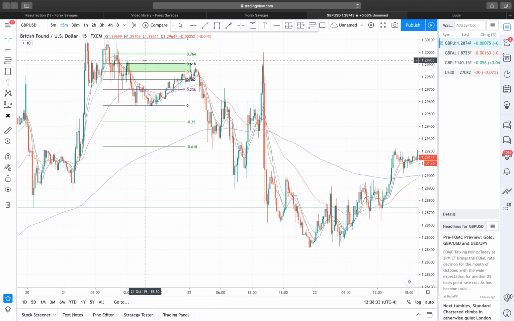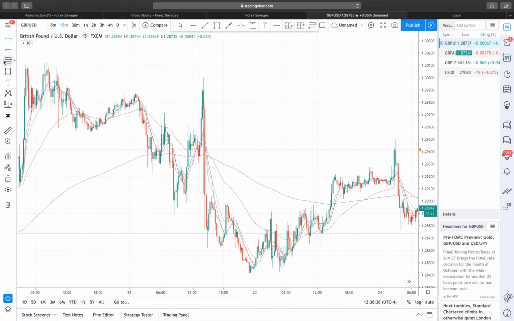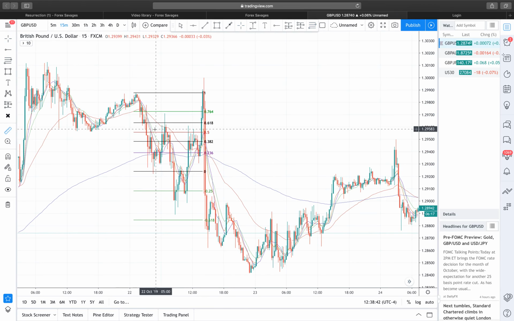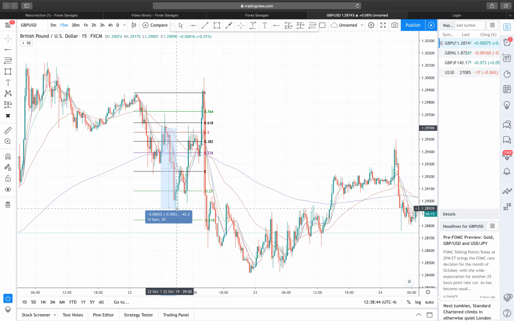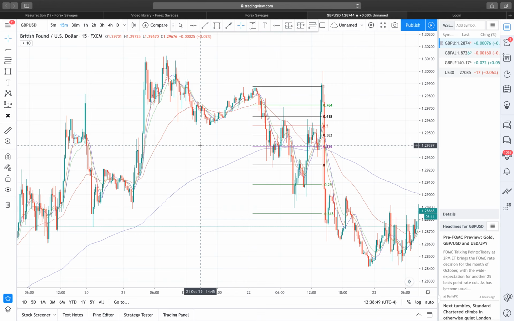Could have gone right back in from this market structure push to here, right in our zone. Boom, take profit 3, almost take profit 4. So you can use this 15-minute strategy the same way as the 1 hour.